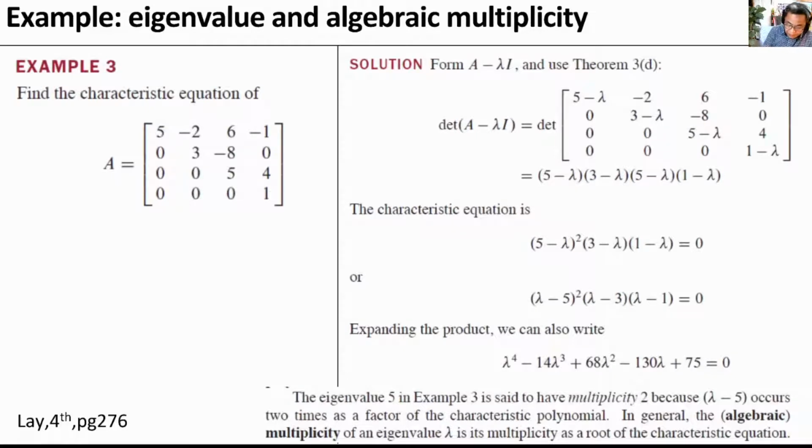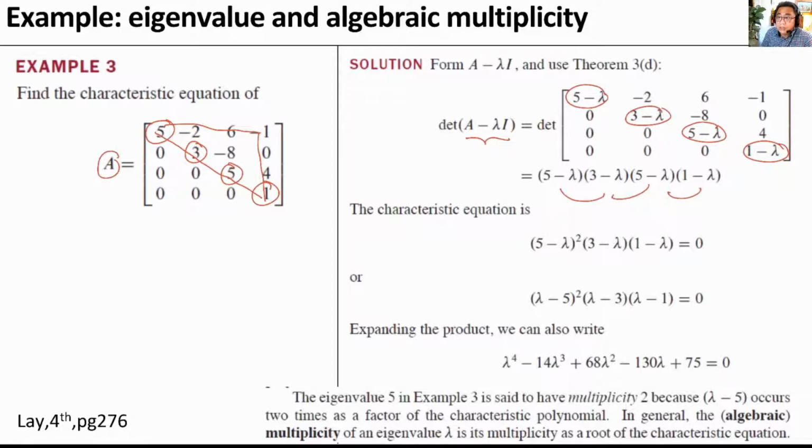We now continue with example 3. In this example, again we are given an upper triangular matrix, and as we remember, the diagonal elements are the eigenvalues. So very quickly we could form A minus lambda I and observe that the product of these elements along the diagonal is the determinant of A minus lambda I, directly showing us that 5, 3, 5, and 1 are the eigenvalues.